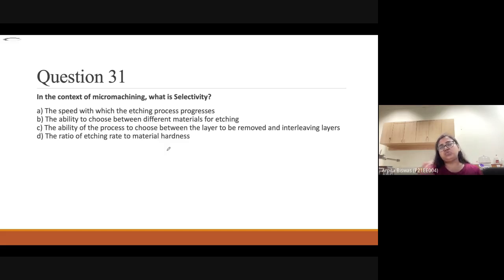When you say selectively detecting, what is the meaning of it? Why is the word selective used? Something else is also present there, but only that particular layer is detected or only that layer is etched. For that purpose we use the word selectivity. So then the right option is C. Yes, the right option is option C.